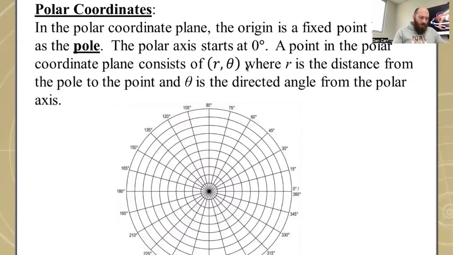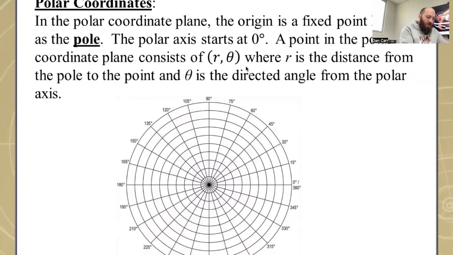So in the polar coordinate plane, the origin is a fixed point known as the pole. Okay, so we have that right here. That's our fixed point. The polar axis starts at 0 degrees. So just like a unit circle, it's going to start on this axis, is the idea.